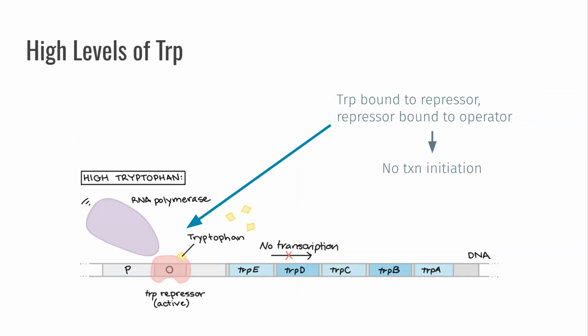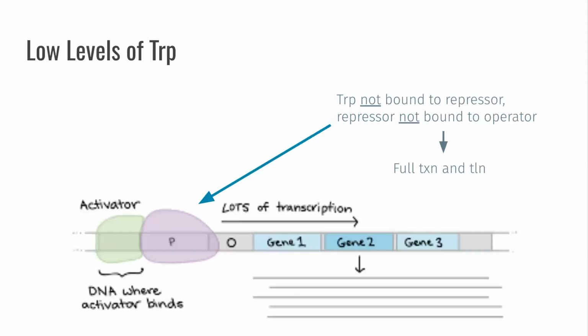All right, so again, at high levels of tryptophan, tryptophan will be bound to the repressor, the repressor will be bound to the operator, transcription factor can't bind, RNA polymerase can't bind, and there will be no transcription. Whereas at low levels of tryptophan, tryptophan is not bound to the repressor, so it will not bind to the operator, and full transcription and translation can take place.